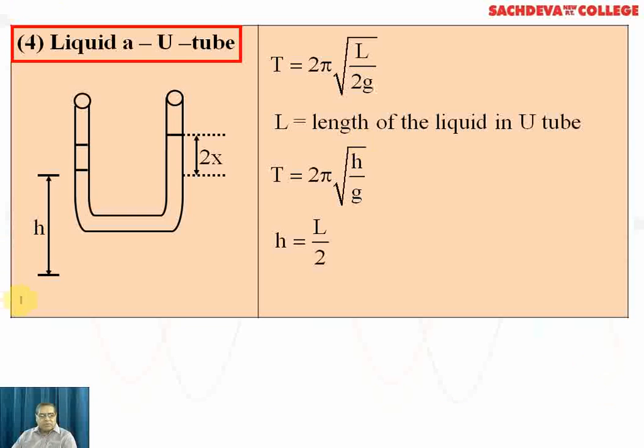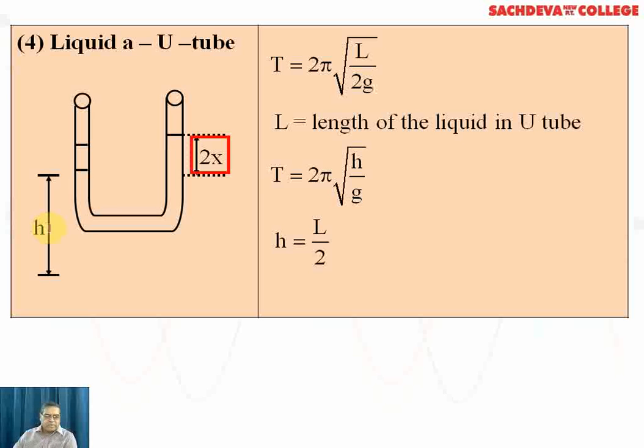And now we come towards the case of the U-tube. There are two limbs in the U-tube, and in both the limbs there is some water, and h is the height indicated from the ground. When a force is applied on one of the limbs, the water gets displaced, and then we remove the force and the water begins to oscillate in simple harmonic motion.